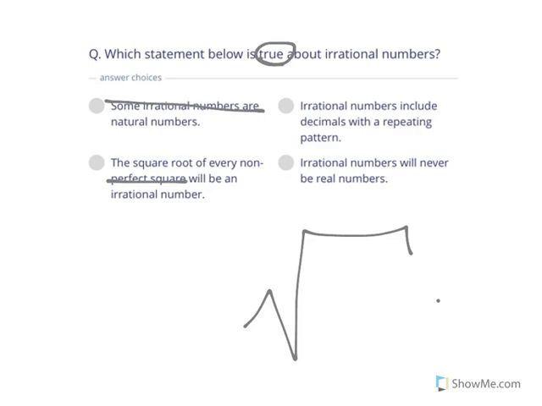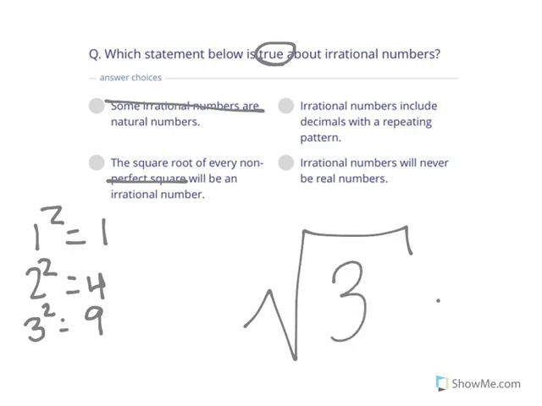The square root of every non-perfect square. Okay, so perfect squares: 1 squared is 1, 2 squared is 4, 3 squared is 9. So it's saying the square root of every non-perfect square will be irrational. Non-perfect would be maybe square root of 3. Well, square root of 3 is a decimal that never ends. So this could really be a good true statement. So I'm going to keep reading.